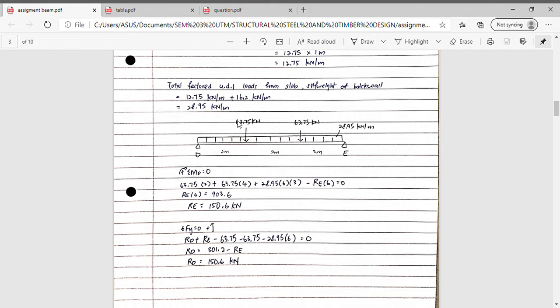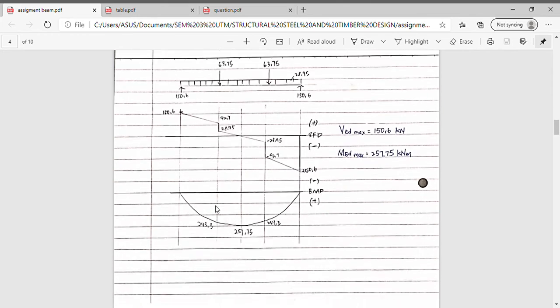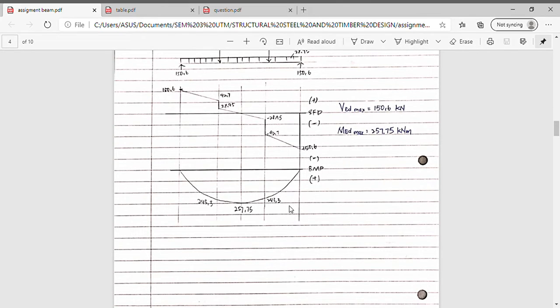So this is the secondary beam with the load 63.75 kN, and this one is secondary beam 2, and this is the uniform load from the slab and the brick wall. So I use this method to calculate the reaction force at D and E, which is 150.6 kN. Then I draw the shear force diagram and the bending moment diagram to obtain the maximum shear force and the maximum bending moment.